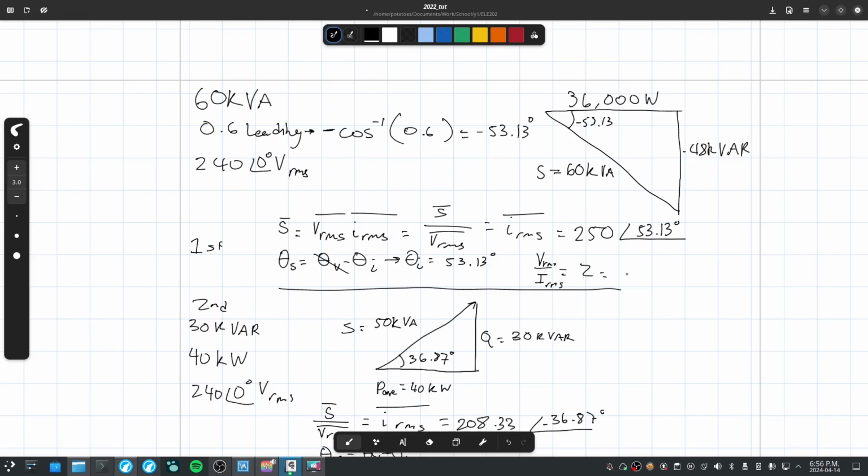We know the voltage, we know the current, so we can find the impedance. The voltage here is 240 with a phasor of 0, divided by the current, which is 250 with a phasor of 53.13 degrees. And so that impedance here, let's put that in rect form, because we usually do impedance in rect form, is 0.576 minus 0.768 j.